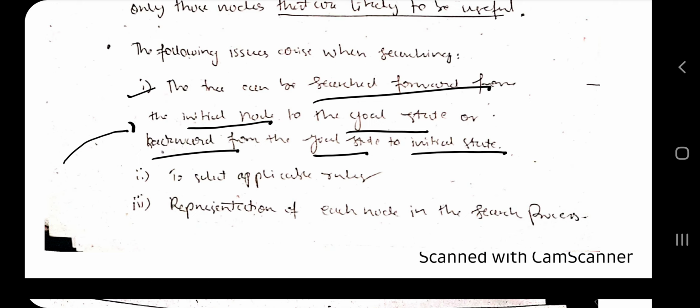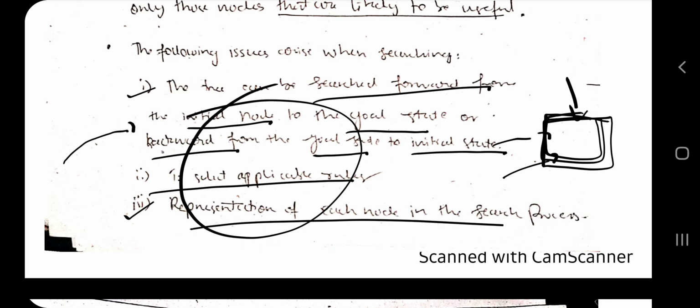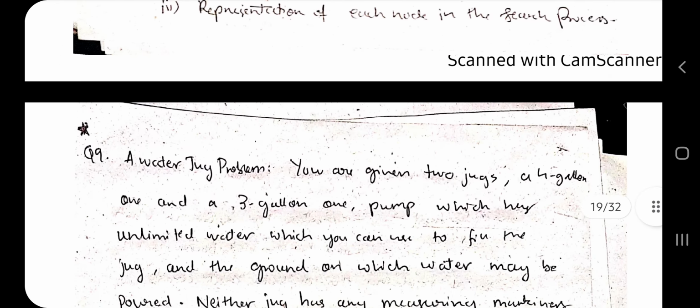The next one is to select applicable rules. This is also an issue: the applicable rule that we have to select. For that, first we have to tell the computer what is an applicable rule and what is not an applicable rule in a given context. The third one is the representation of each node in the search process. First, you have to represent each node, whatever state you are in, and that should be representable. If it is not representable, you cannot solve it, right? So first is the representation, using any data structure. Those are the three issues in the design of search programs.